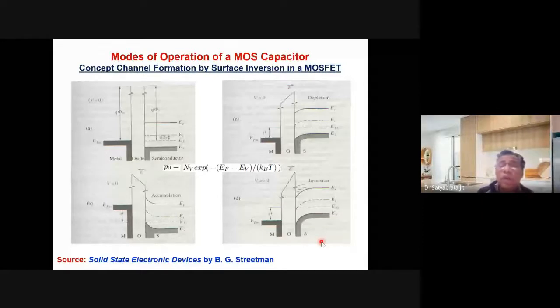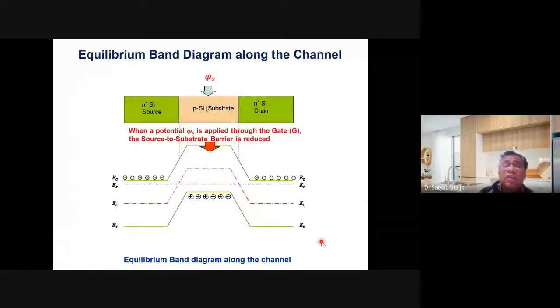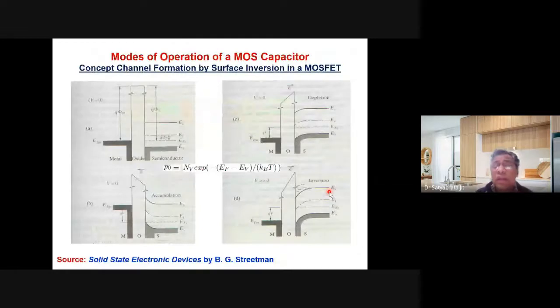So if we come to here, then we can say that once we make this potential sufficiently large, an electron layer will be formed from source to drain. As a result, these electrons completely will be there. So we call it the formation of channel, right?